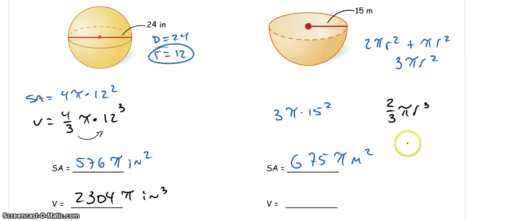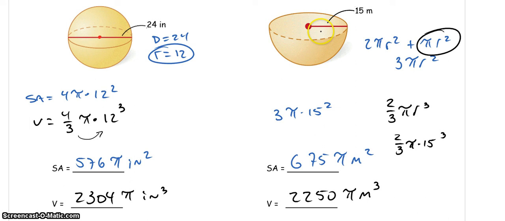So here my radius is 15. We have 2/3 pi times 15 cubed, and 15 cubed times 2/3 is 2250 pi meters cubed. So again, to recap the hemisphere, for surface area we have to compensate for this. For volume we don't, because we're not changing the space inside. That's all I got.